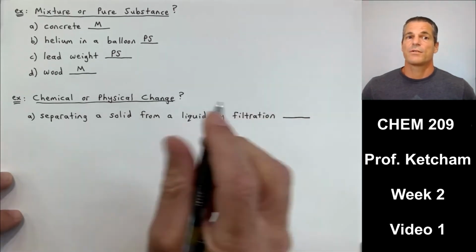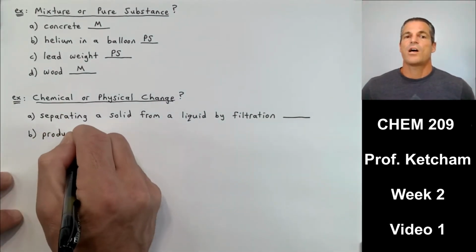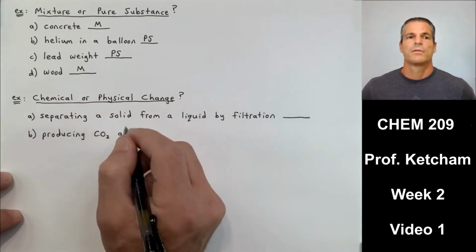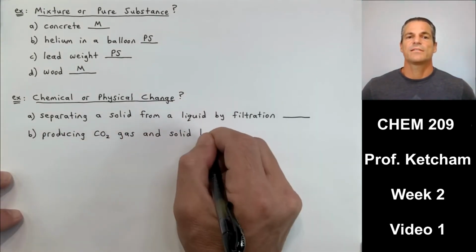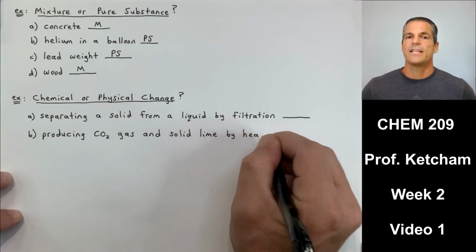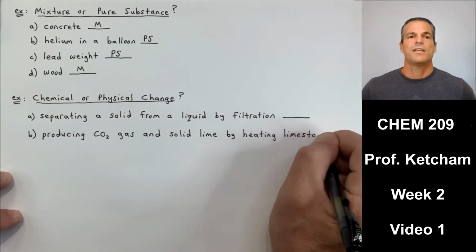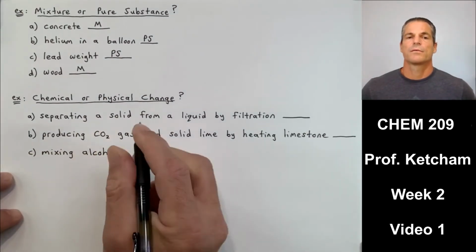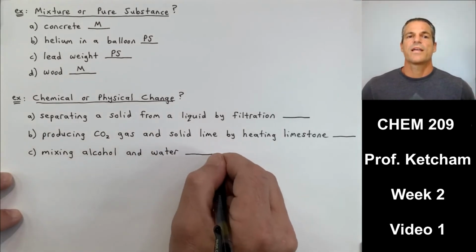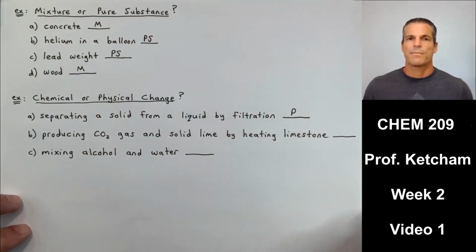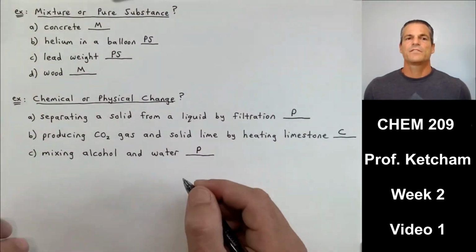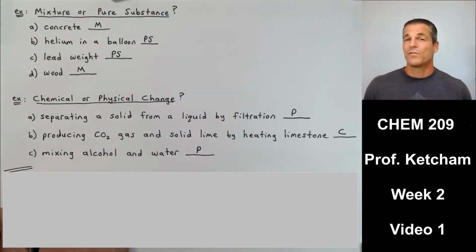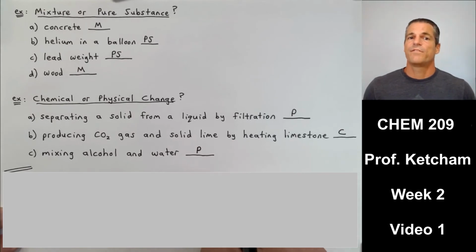All right, example number 2 on this page. Chemical or physical change. A, separating a solid from a liquid by filtration. B, producing CO2 gas and solid lime by heating limestone. C, mixing alcohol and water. Well, a chemical change is something that's a little more severe, and a chemical change is kind of like a reaction, right? Physical changes are something that are often reversible, and you can put it all back together without really changing anything. So A, separating a solid from a liquid by filtration, physical change.